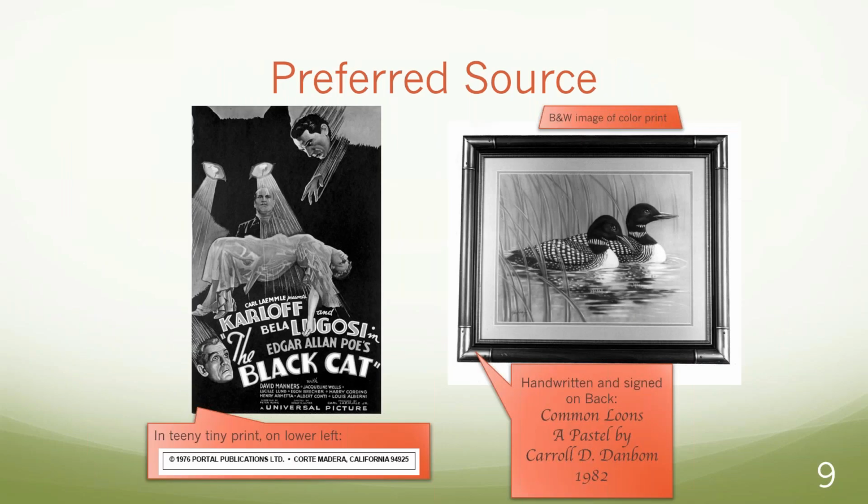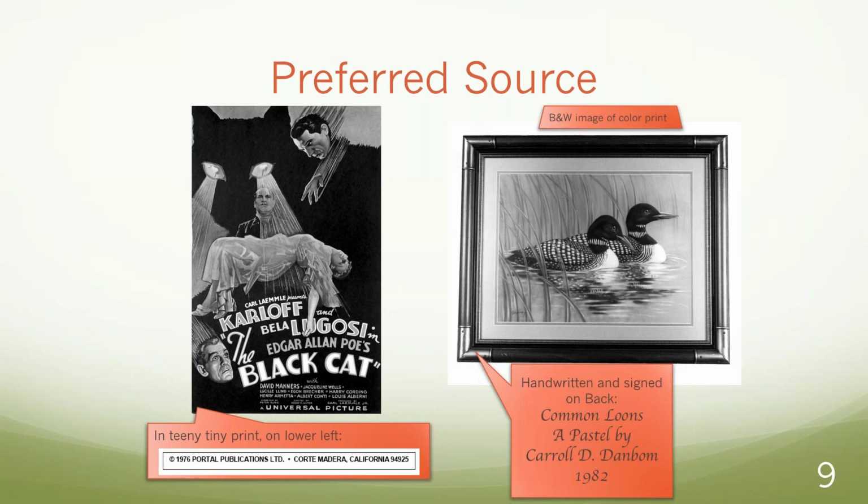So here, these are the two resources that I mentioned at the beginning that most of our examples will come from as we step through the different attributes and elements in this presentation. The first one on the left is The Black Cat. It's a poster advertising a movie. And then on the right, we've got an art original. In real life, that painting is in color, so this is a black and white image of it.